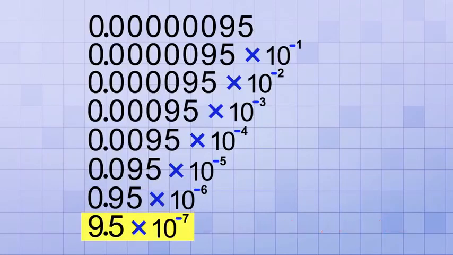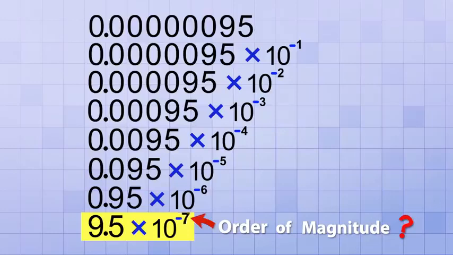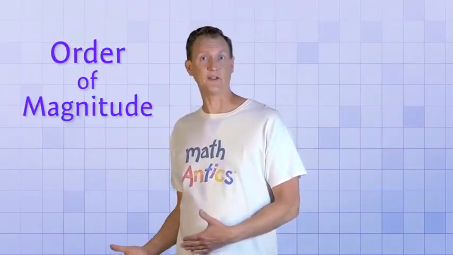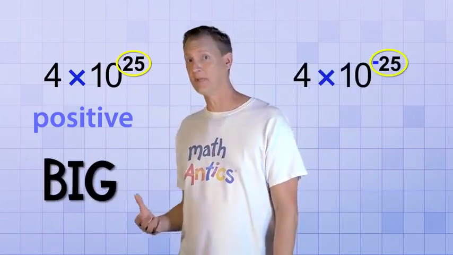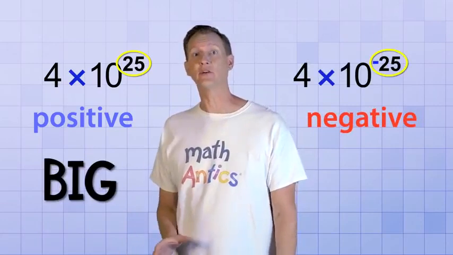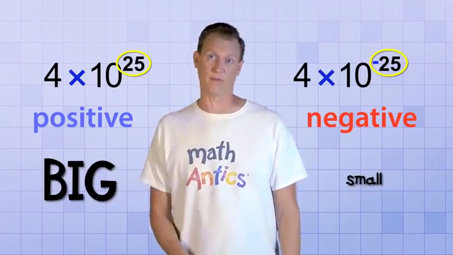9.5 times 10 to the negative 7. And can you figure out what the order of magnitude of this number is? Yep, just like before, the exponent tells us. It's negative 7. Being able to quickly identify a number's order of magnitude is pretty handy. For example, if the order of magnitude is a big positive exponent, then you know right away that you're dealing with a really big number. But if it's a big negative exponent, then you know you're dealing with a really small number.